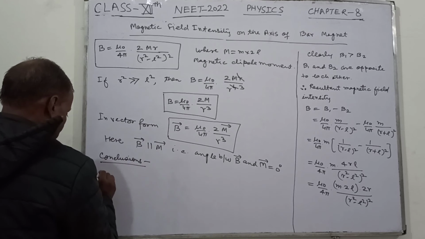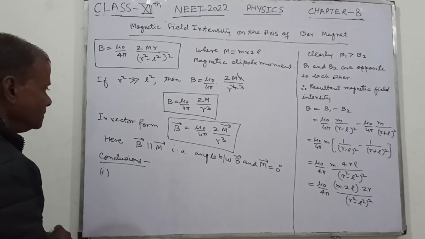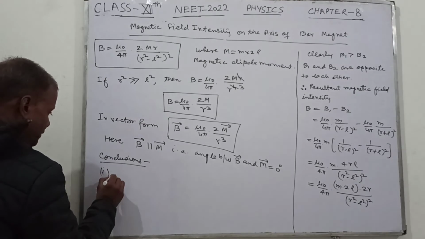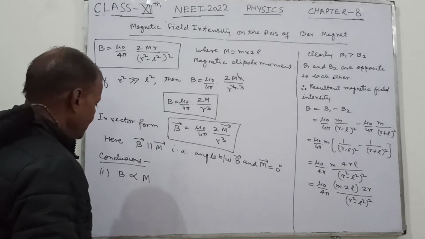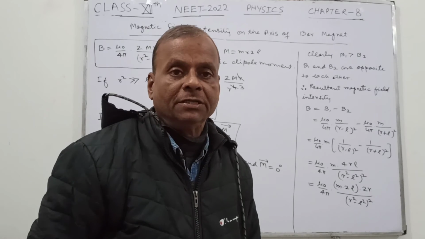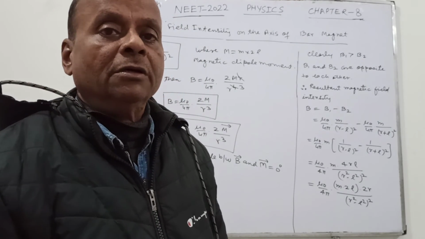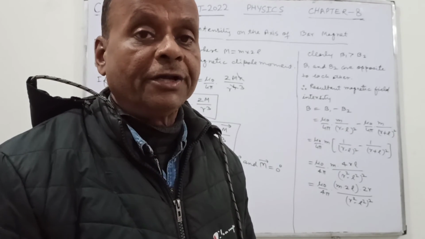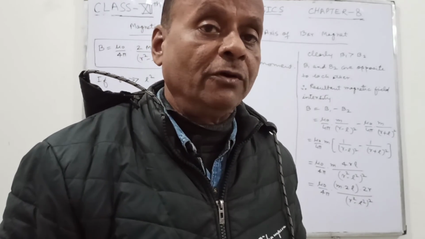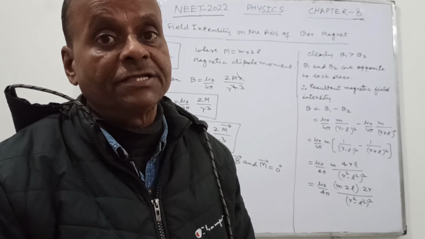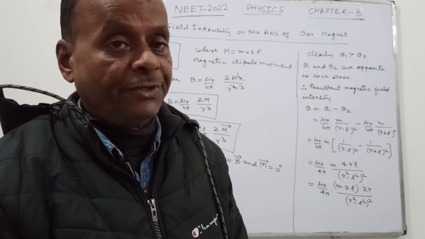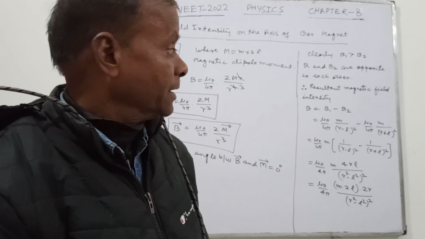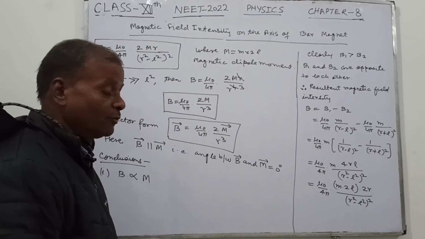Conclusions. Number 1: B is proportional to M. The magnetic field intensity is proportional to the dipole moment of the magnet. For a given magnet this is a constant, but for different magnets it is different. So if we have knowledge of B, then we can calculate M, the dipole moment.